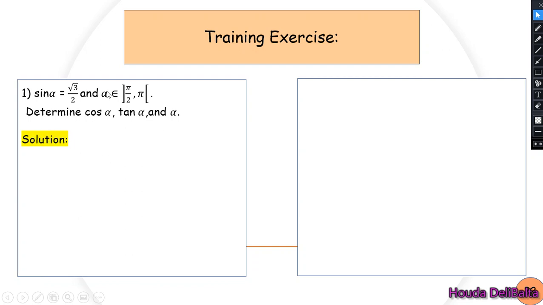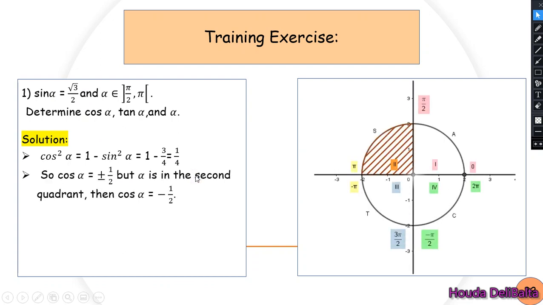Solution. I have sine alpha and I want to determine cosine alpha. Think a little bit about the rule that joins sine and cosine together. It is the most famous trigonometric rule, which is sine squared alpha plus cosine squared alpha equals 1. Thus, cosine squared alpha equals 1 minus sine squared alpha. So 1 minus radical 3 over 2 squared, which is 3 over 4. And finally, cosine squared alpha is 1 over 4.